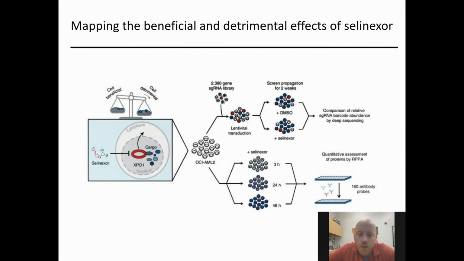In the top, we used traditional CRISPR-Cas9 based loss of function screens to identify genes that alter the sensitivity of cancer cells to Selinexor treatment. And on the bottom, we used reverse phase protein arrays to understand the changes in signaling pathway activities that are observed in cancer cells following treatment with Selinexor. By combining the results of these two omic analyses, we hypothesized that we could identify pathways and processes that are both activated by Selinexor treatment and whose activation benefits cell fitness.